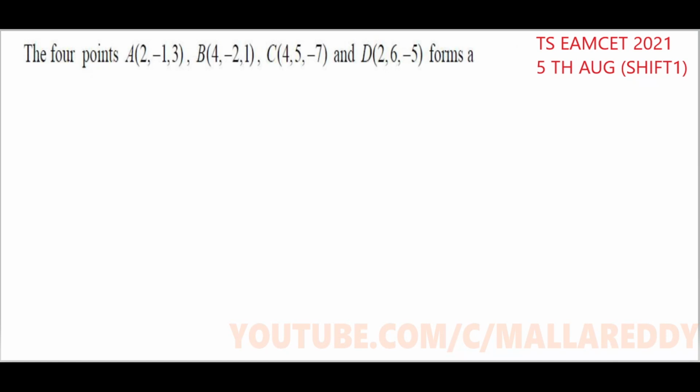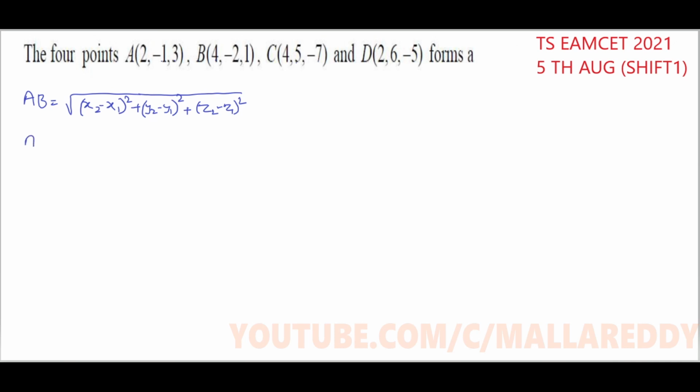4 points, capital A (2, minus 1, 3), and capital B (4, minus 2, 1), and capital C (4, 5, minus 7), and capital D (2, 6, minus 5) forms a. First we find the distances AB. We know that distance between 2 points is the square root of x2 minus x1 whole square plus y2 minus y1 whole square plus z2 minus z1 whole square.